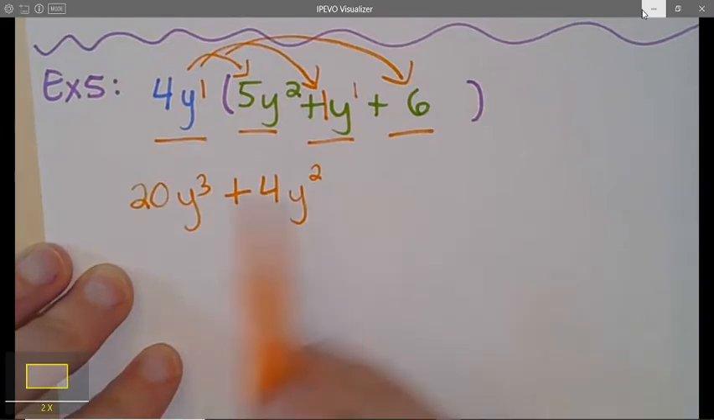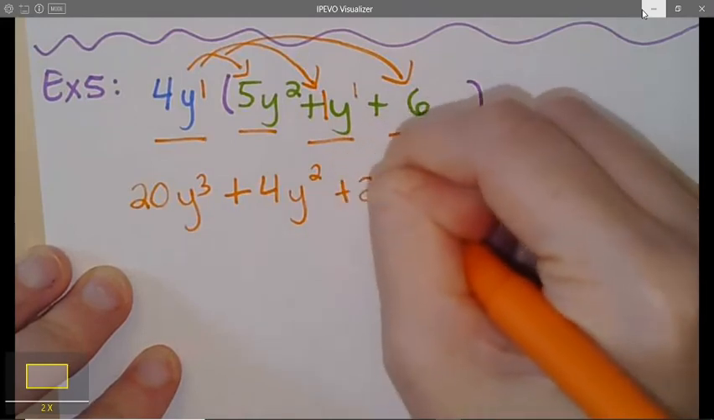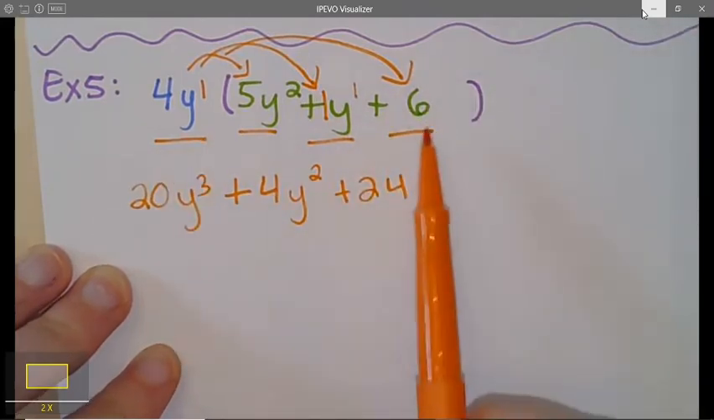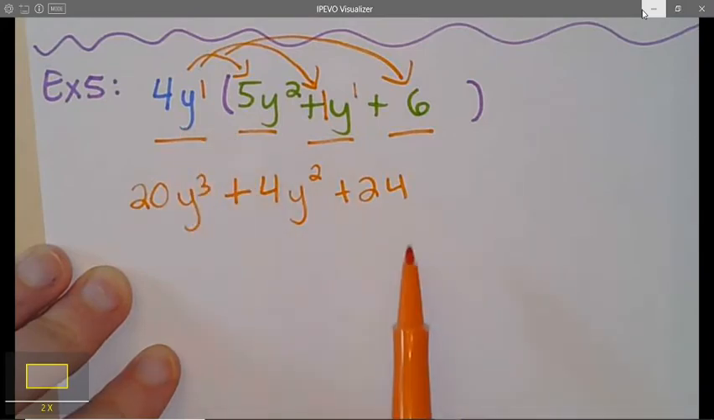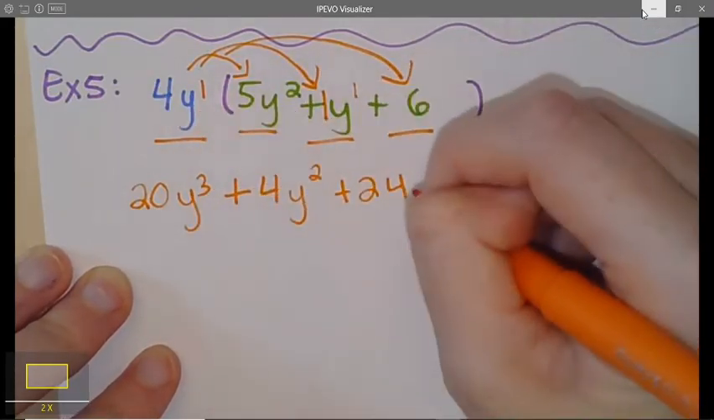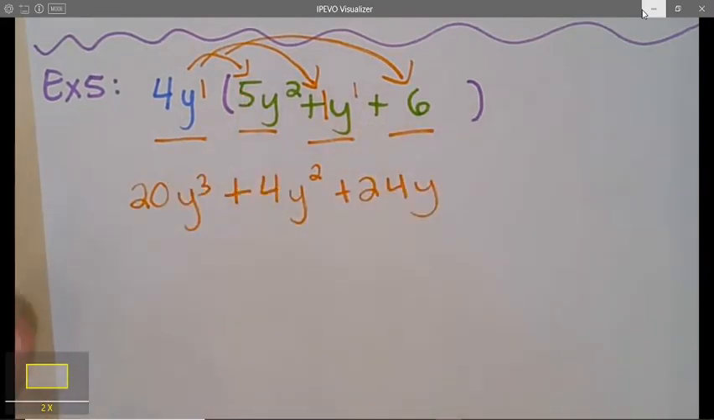And then after that, I'm going to multiply the 4 to the 6, which 4 times 6 is 24. And then I don't have anything to combine the y to. So guess what, you guys? I'm just going to bring on down my y. Bring it on down. So I'm going to bring down my y. So it's just 24y.